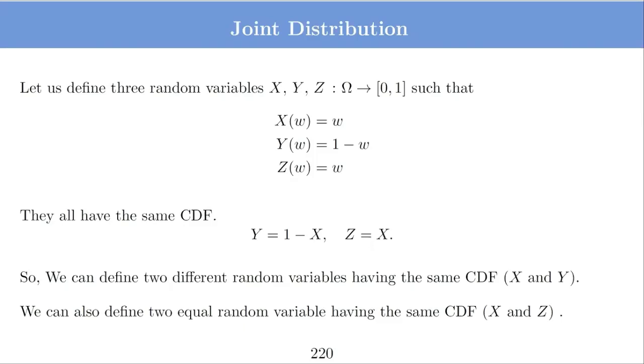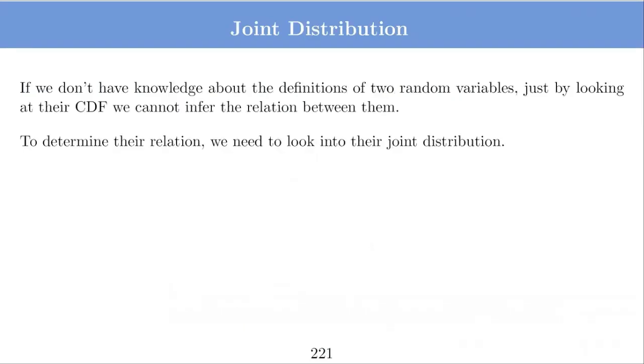So now we can see that we have defined two different random variables having the same CDF, which are x and y, and there are of course two equal random variables also which have the same CDF. So if we don't have the knowledge about the definition of two random variables, then just by looking at their CDF, we cannot know the relation between them. We cannot even know whether they are equal or not. So we see that if the distributions of x and y are given to us and they are equal, we cannot tell whether x is equal to y or x is not equal to y.